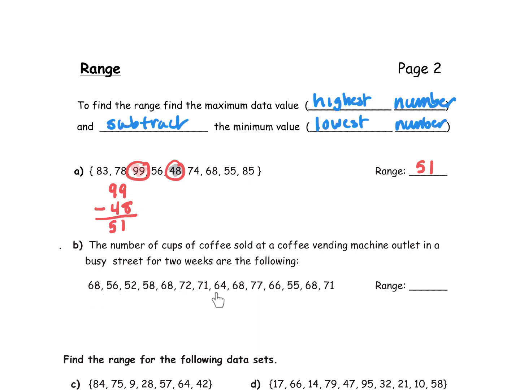So as we scan through this data, 52 is the lowest value, and 77 is the highest value. So we're going to take 77 minus 52. And the range is 25.